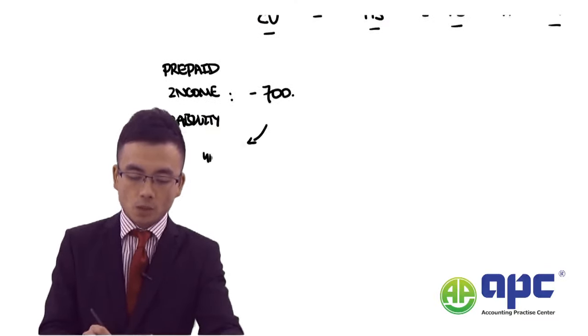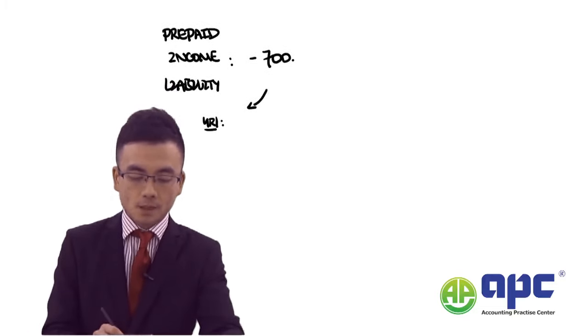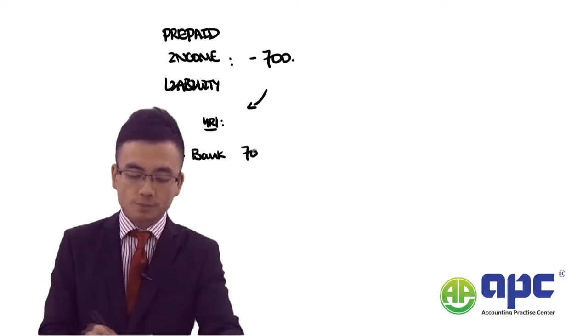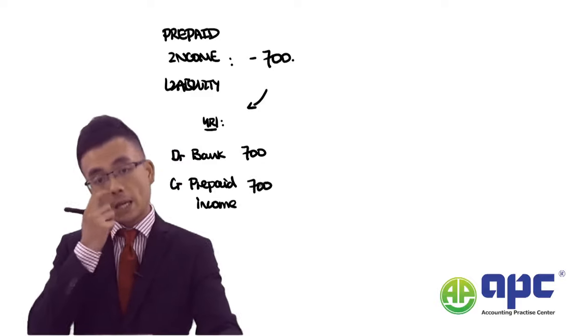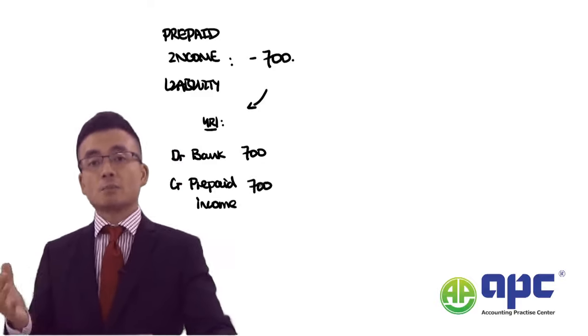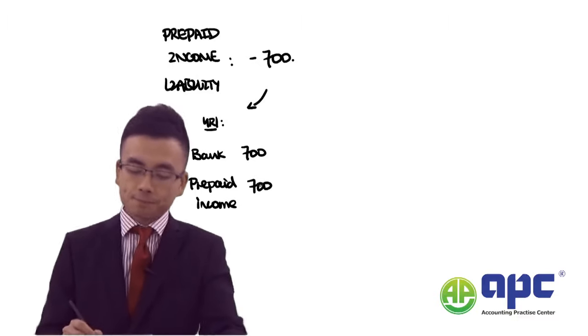In year number one, we receive cash from a customer: debit bank worth 700. I will credit the prepaid income liability worth 700. I can call it the deferred income liability, and that will be the same thing. And sometimes we can also refer to it as the contract liability.